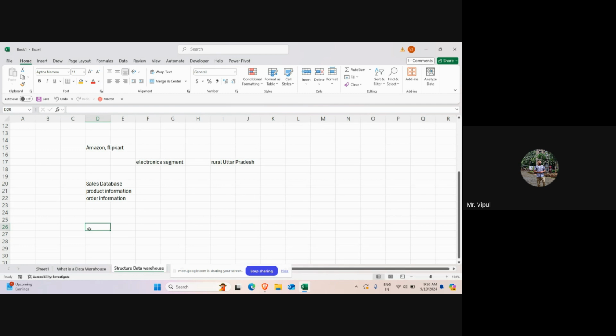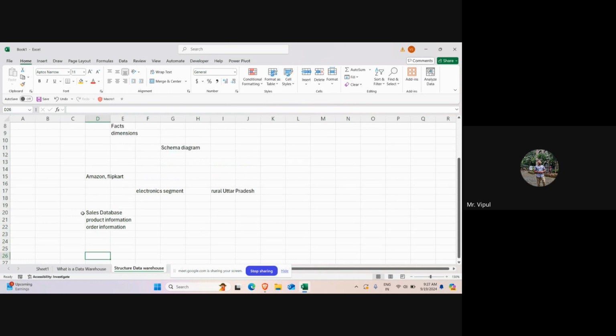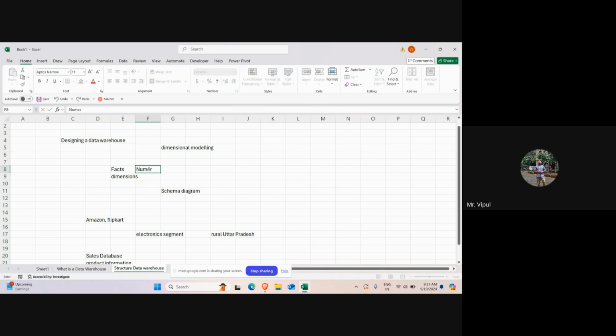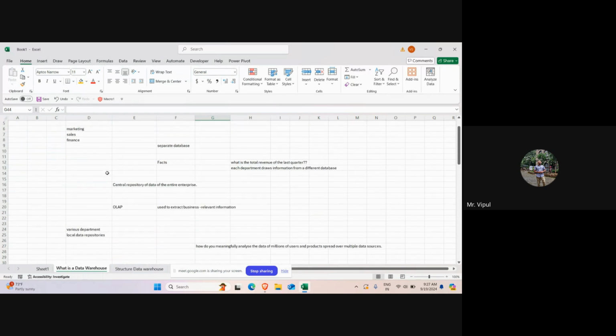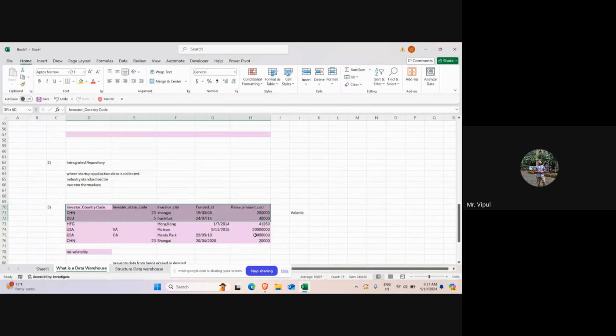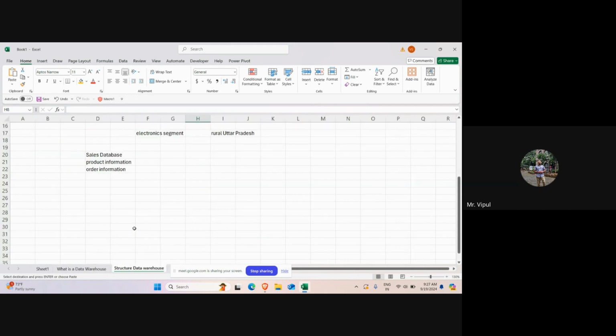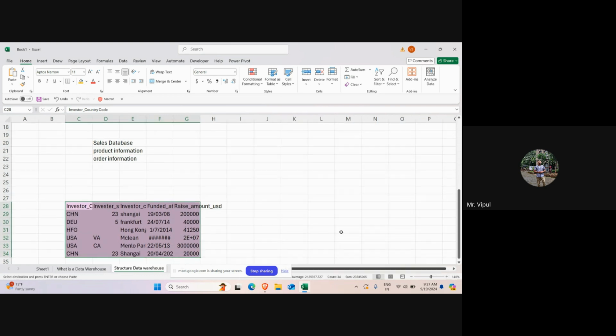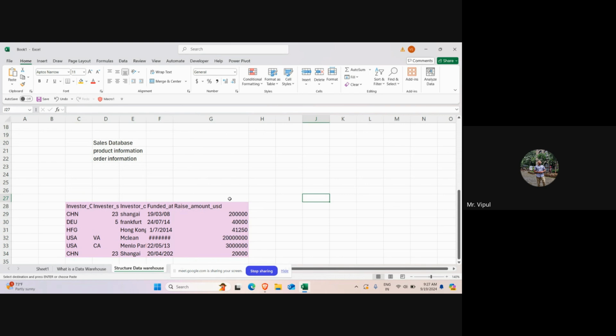So let us talk about facts first. What do we mean by a fact? A fact is numeric data that we want to analyze, right? So in general, numeric attributes are called fact variables. And in our investment data file, the investment amount is an example of a fact variable. So let us take this example. In our investment data, the investment amount is your fact variable. Suppose you have this database, the amount raised is your fact variable.